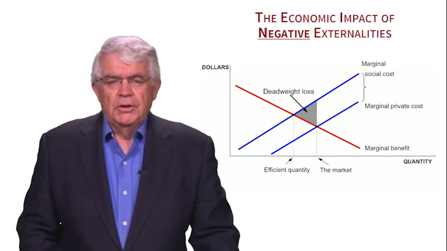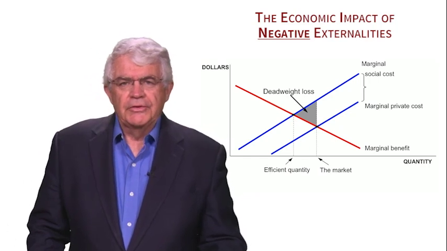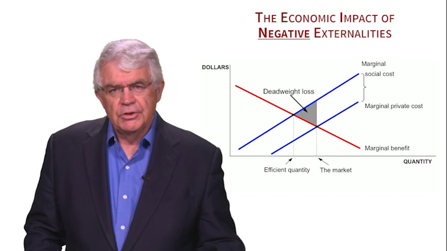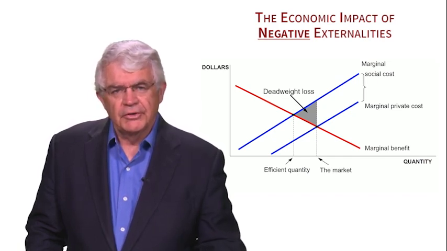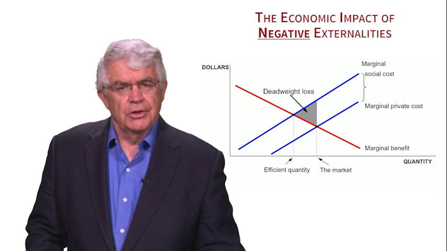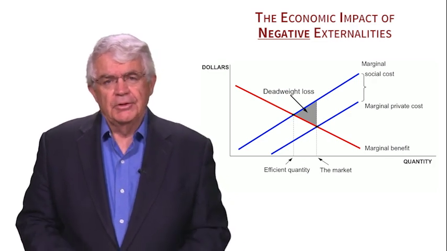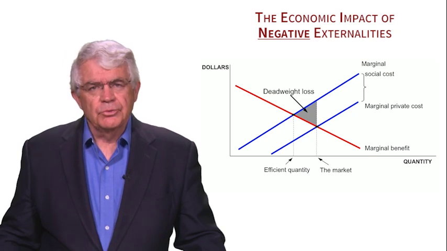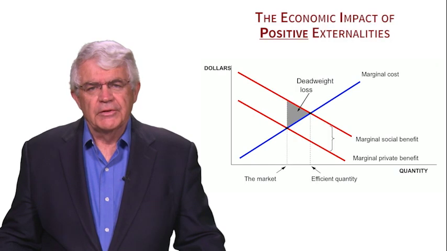And the deadweight loss is just the difference between the true marginal cost, which is the marginal social cost, and the marginal benefit. And so the cost of producing that extra electricity is greater than the benefits, because the marginal costs include the effect on people who have to breathe the bad air. So that's how you analyze this negative externality with a supply and demand diagram. Of course, you can do the same thing with the positive externality.